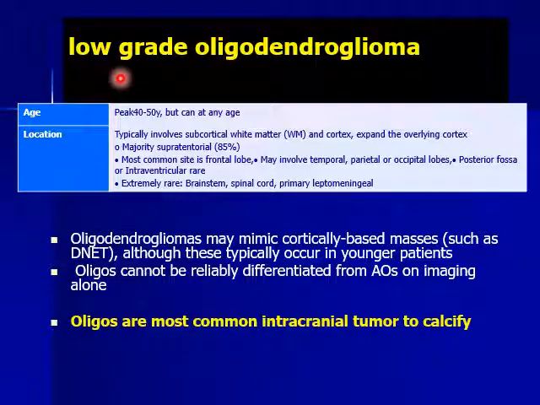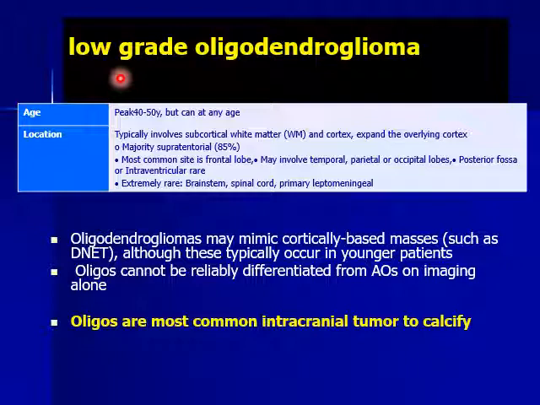Now to two tumors called the oligodendrogliomas. We have oligodendrogliomas of low grade and anaplastic oligodendroglioma. Regarding the first one, low-grade oligodendroglioma, the peak age is in the 40 to 50 years old, but can be seen in any age. Typically involves the subcortical white matter and the overlying cortex. It is one of the peripheral or apparently cortically based lesions.